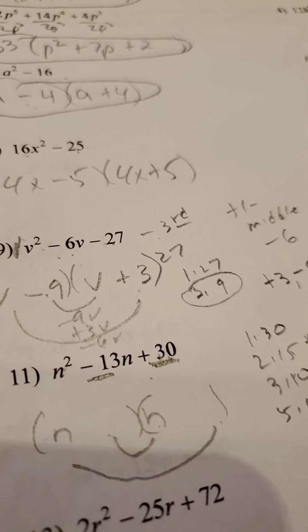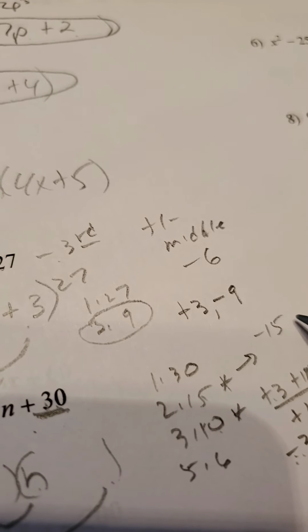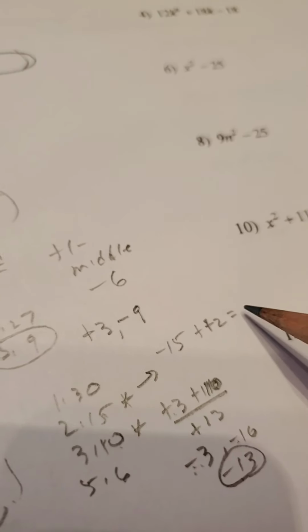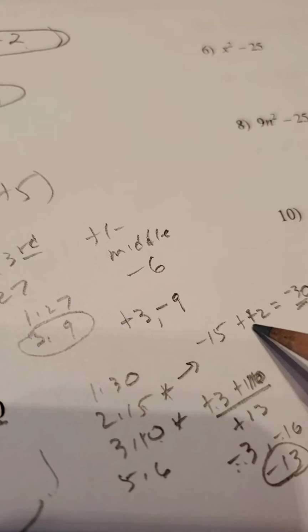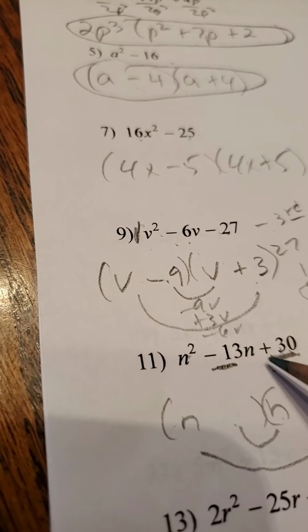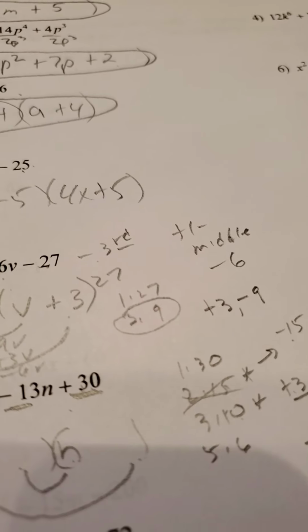I want to mention this one. For this to be 13, I would have to have had a negative 15 and a positive 2. But when you multiply those, you get negative 30. Yeah, they give you negative 13 when you add them, but they give you negative 30. So that's why the 15 and 2 did not work.